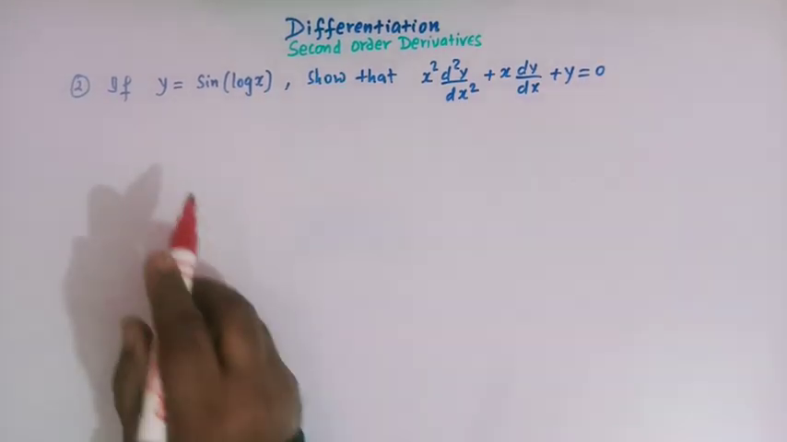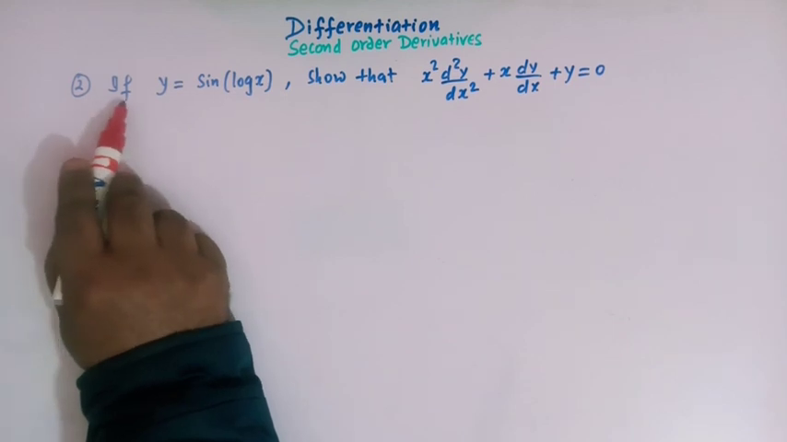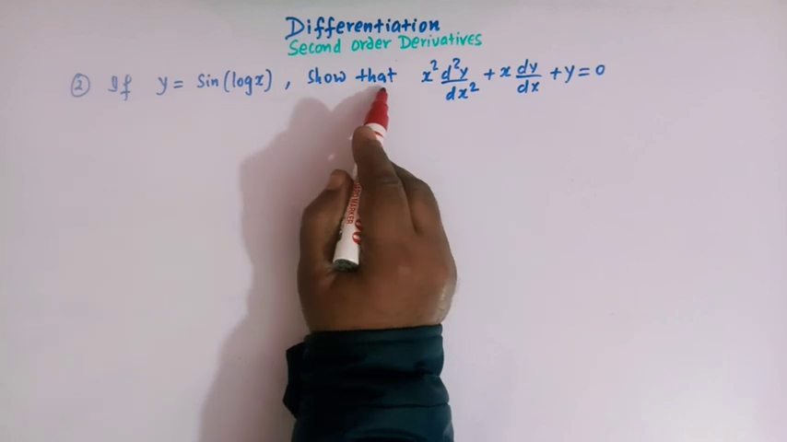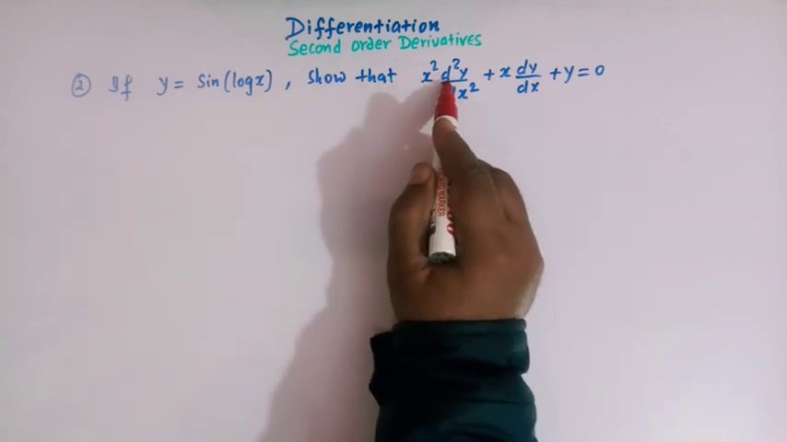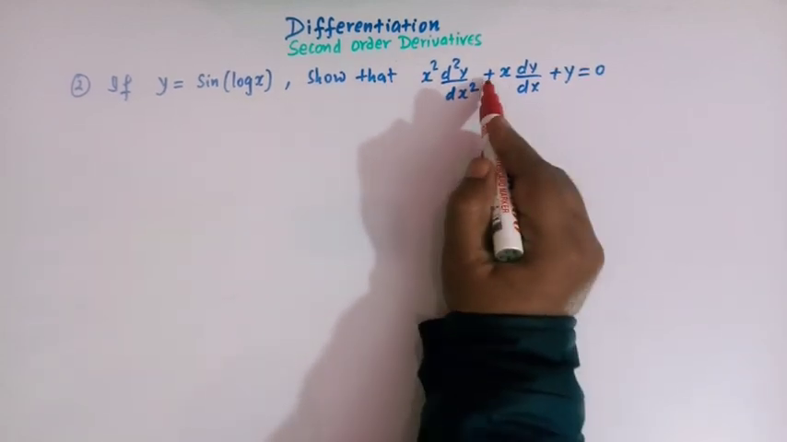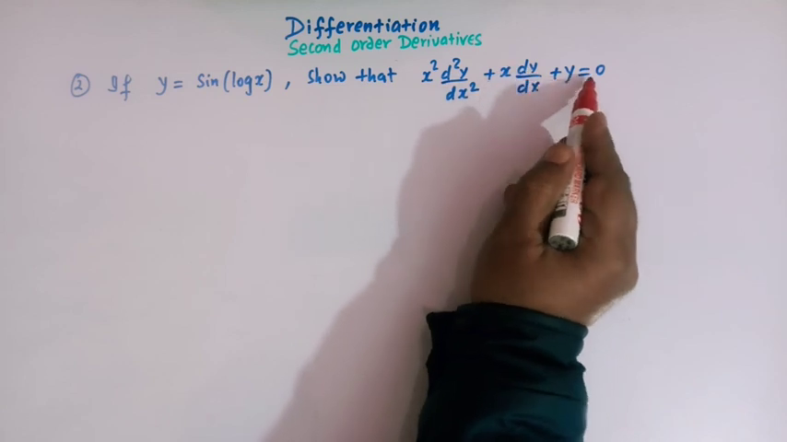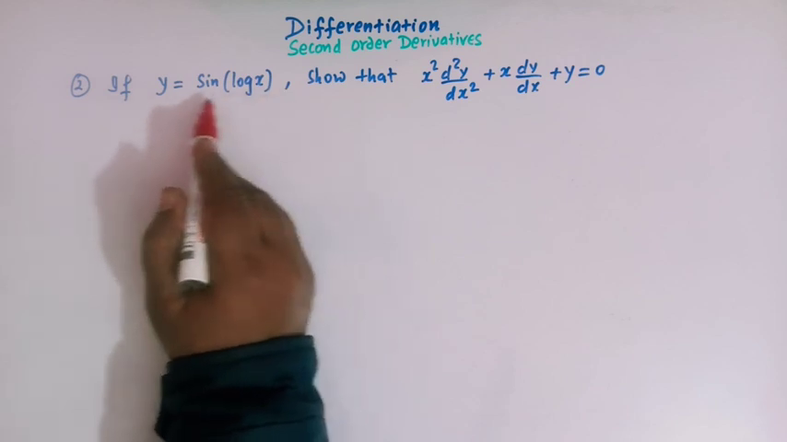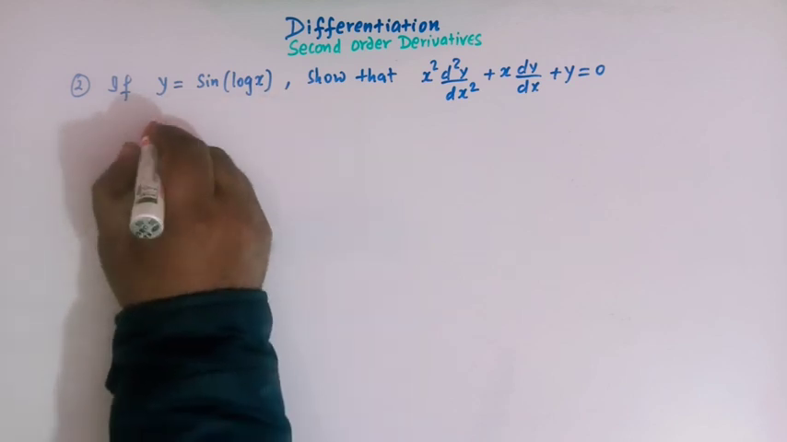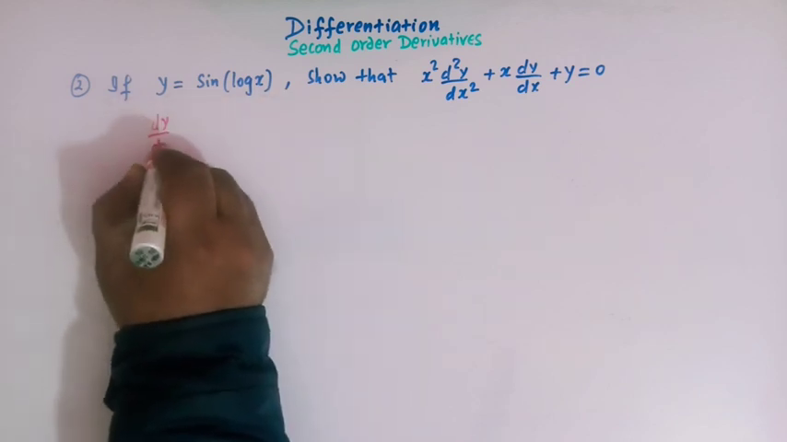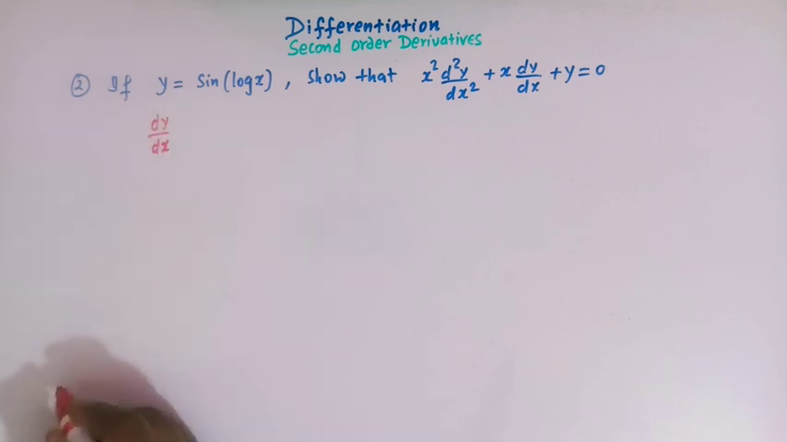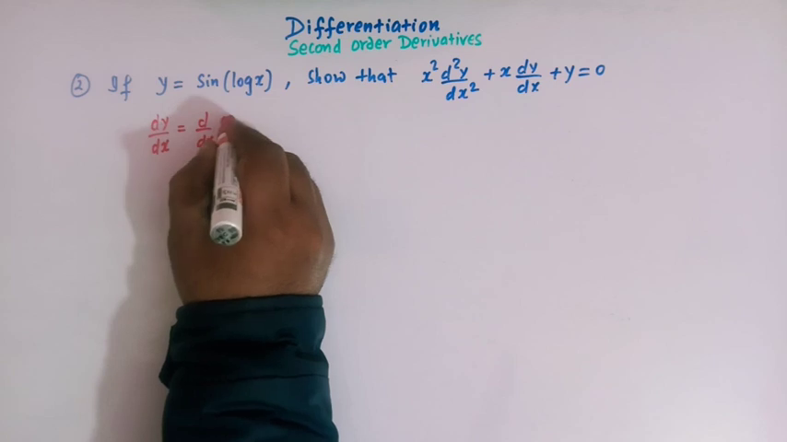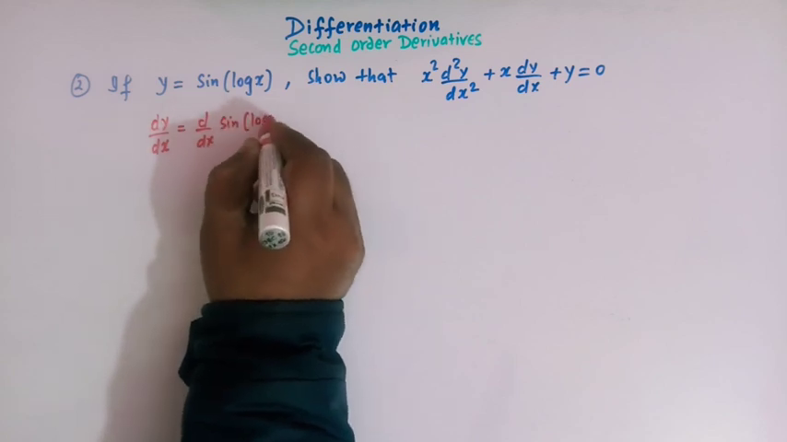So here we have the second problem. If y is equal to sine of log x, then we have to show that x square d2y over dx2 plus x dy over dx plus y is equal to 0, right? So here again what we will do, we'll first find the derivative, that is dy over dx, right? So this is the d by dx of sine log of x, right?